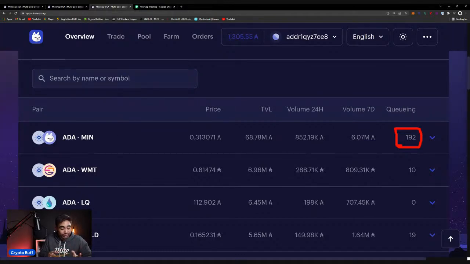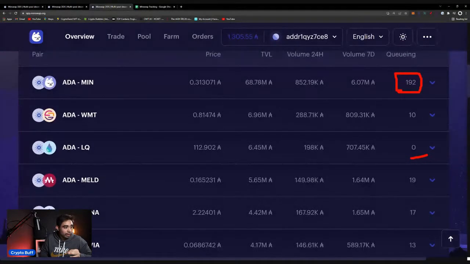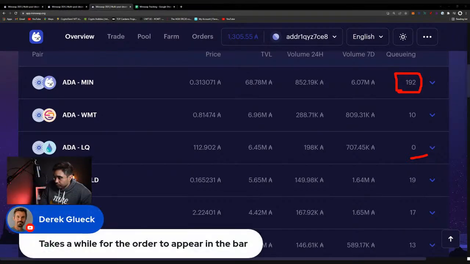This is what I'm assuming the queue is. Maybe it's just for the trading and how long it's going to take to get your trade processed. But LQ is at 0, which is surprising. But I think maybe that's just how many people are trading in and out. It's 31 trillion. Oh, I made a mistake then. Take a look at the chat. Derek says it takes a while for an order to appear on the bar. Yeah, so we'll keep up to date with that.